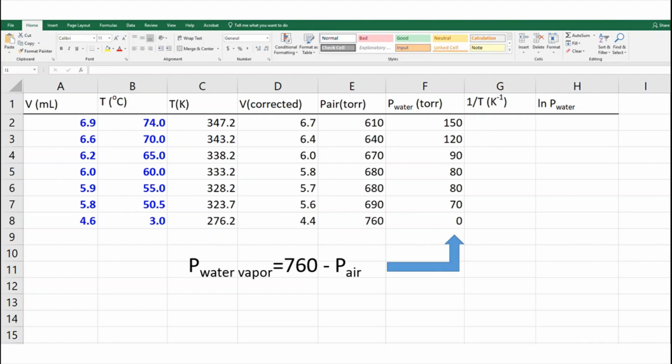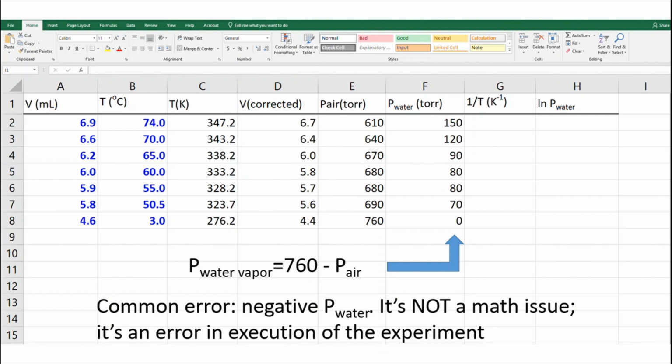When we get to this point is where many times students experience an interesting error, and that is that they get a negative value of the vapor pressure of water, which is not possible, right? And sometimes they think, oh, I must have made a mistake on my calculations. It typically is not a math issue. It's usually an error in the execution of the experiment, having to do with things like not stirring the water enough to get good distribution of temperature, or forgetting to properly equalize the pressure inside the bubble with the outside, and things like that.